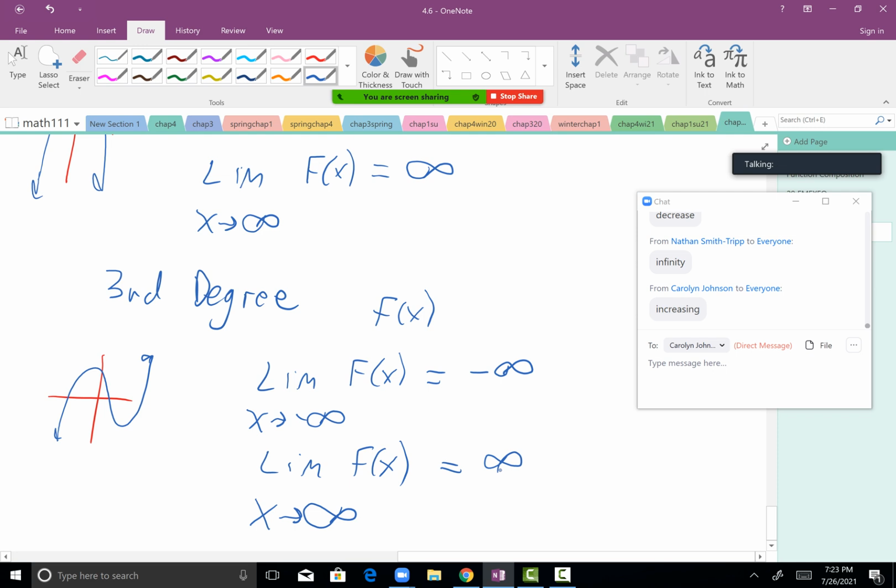So again, here's this even and odd degree thing. Even degrees are going to be doing the same thing on both sides. Odd degrees are not. So you can tell a lot about a polynomial function by not even graphing it, by just looking at its degree. You can tell a lot.